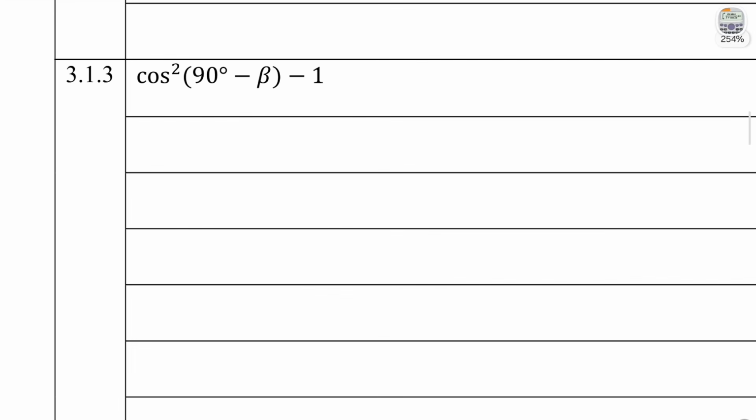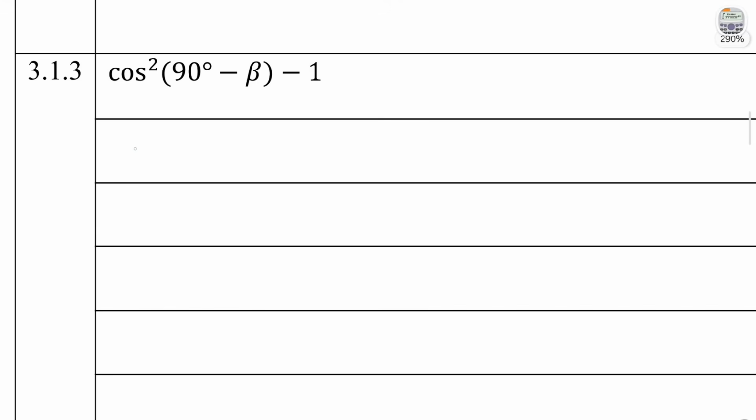Question 3.1.3 says we have to find the value of cos squared of 90 degrees minus beta, and then minus 1. Okay, so with this, do you notice we have a cos of 90 degrees minus beta? So we can simplify that using cofunctions. So cos of 90 degrees minus beta is equal to sine beta. But then let's not forget that this is squared. So we'll apply that by saying this is squared. And when you square this, it just becomes sine squared beta. So this is sine squared beta minus 1.